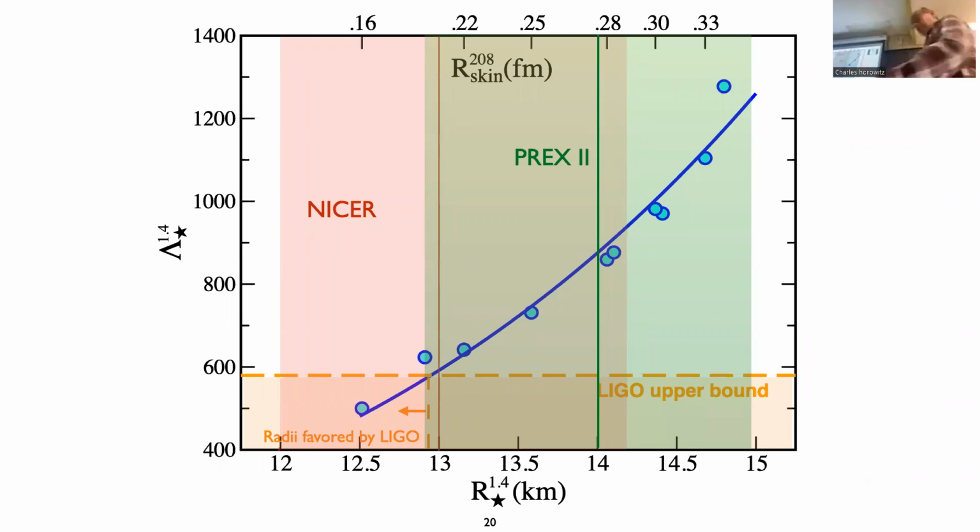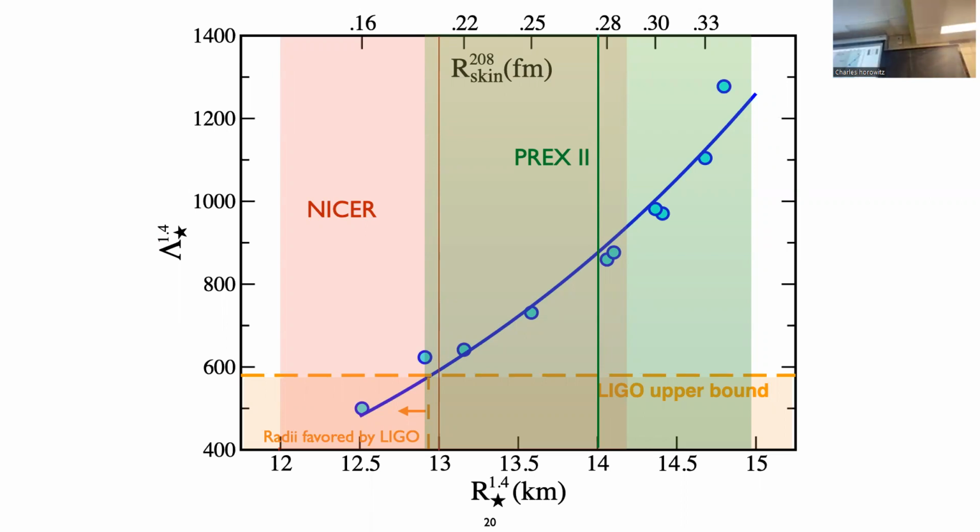So LIGO measures the deformability. The deformability scales the radius of a neutron star to the 5th power. So these density functionals, we can calculate the deformability and we can calculate a radius. So if you compare the LIGO observed to our blue curve, then you can set a limit on radius.